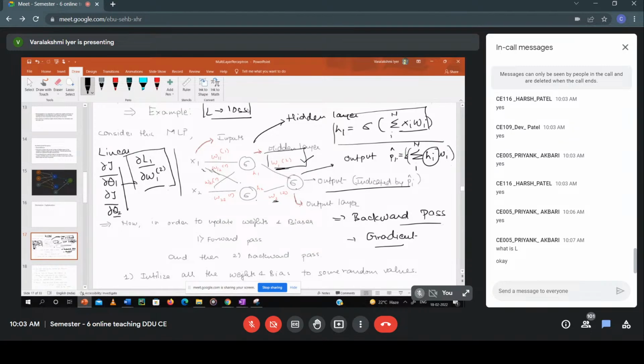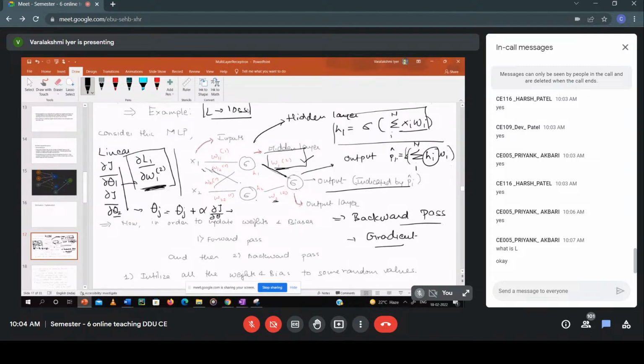The first thing that I'm trying to say is that in order to update the weight associated with this particular connection, I'll try to calculate this gradient value. Then if you recall, what was the weight update in the case of linear regression? Our weight update was something like this: theta j is equal to theta j plus alpha into del J by del theta j. Yes, this was the case in linear regression.